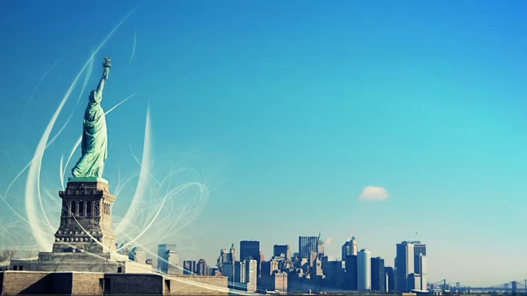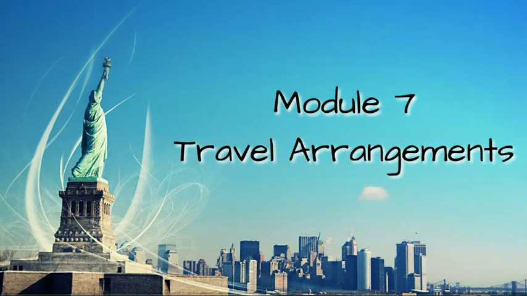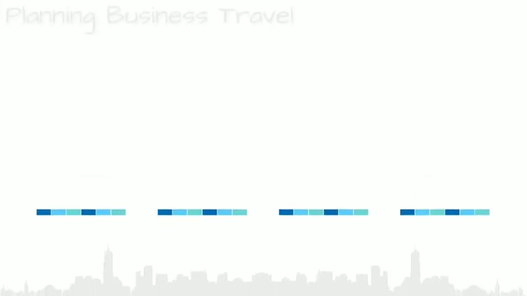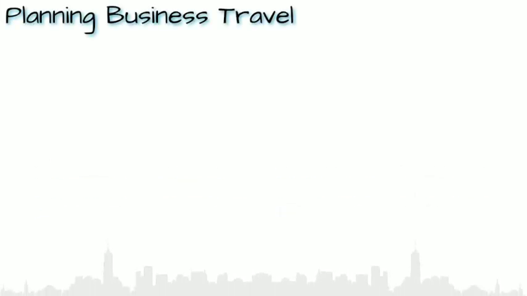Today, I will discuss part of Module 7, travel arrangements. Planning business travel. The next stage is for the admin assistant to plan the business trip. This is done using an itinerary. So, what is an itinerary? An itinerary is a plan of travel arrangements and also includes the following details.